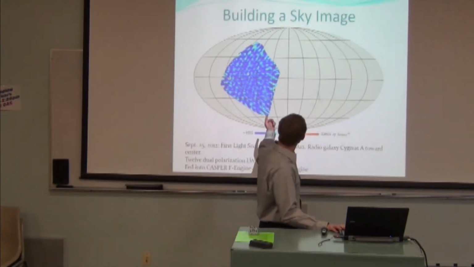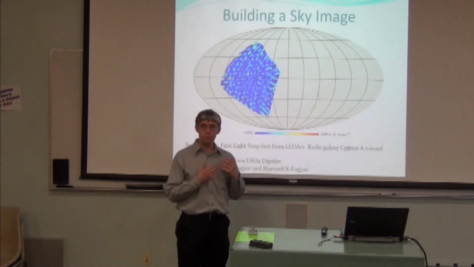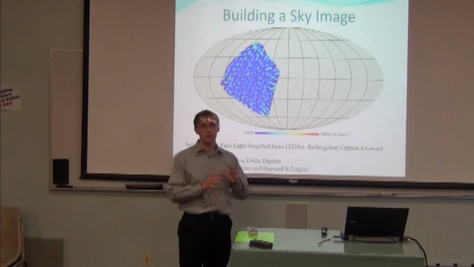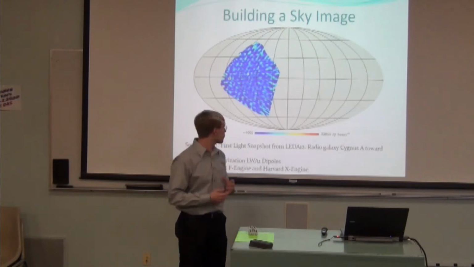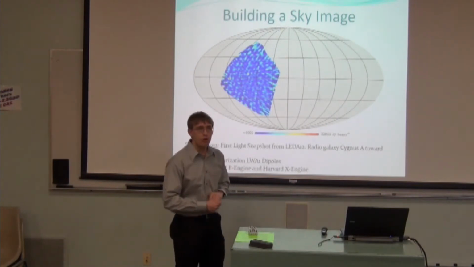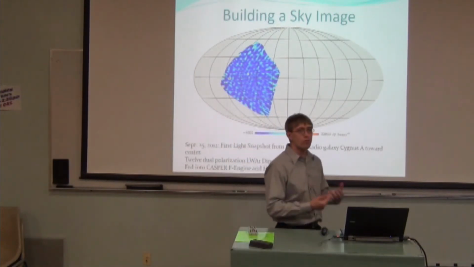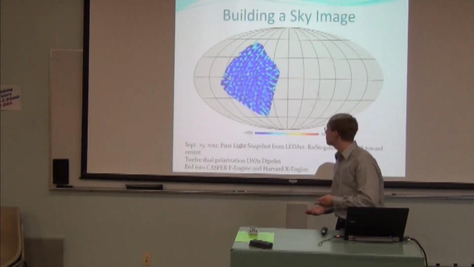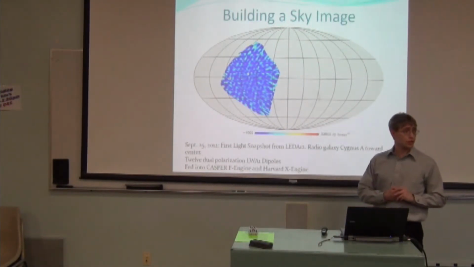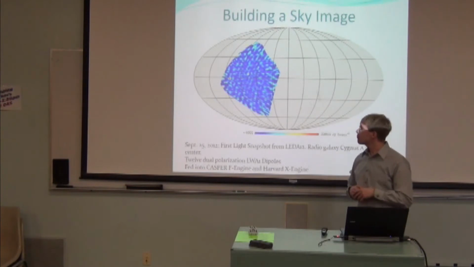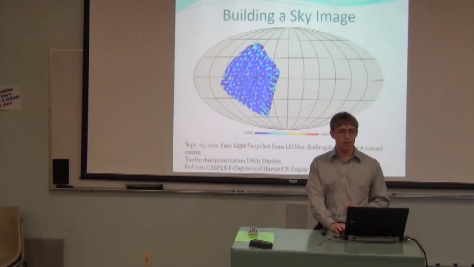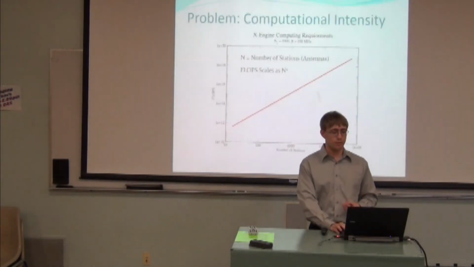And we ultimately want to make this image higher quality, more detailed. We want to reach a larger portion of the sky. There are lots of ways to improve it. So there needs to be some sort of technique for improving it, which would be using more stations. Now, the problem with using more stations is that we run into a computational problem.